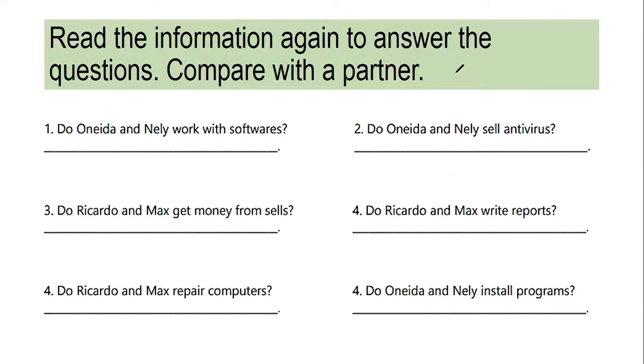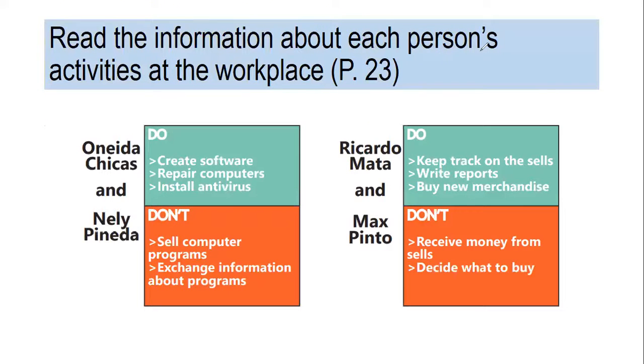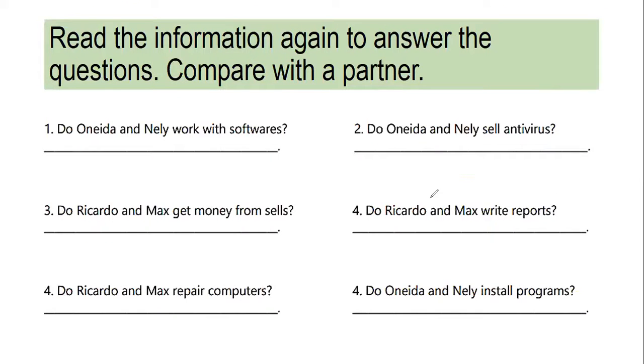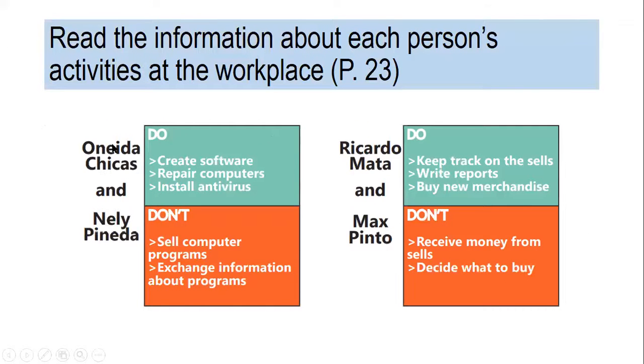You are going to answer these questions based on the reading that you have on page 23. So you have the answers here and you're going to copy the answers. But this time you are going to provide complete answers, okay? Complete answers. I don't want short answers. You say, yes, I do, no, she doesn't, no. I want complete answers, okay? So for example, let's read. It says, do Oneida and Nelly work with softwares? Let's read. Oneida and Nelly. Ellas dos hacen esto y no hacen esto. Okay, va por equipos, okay?